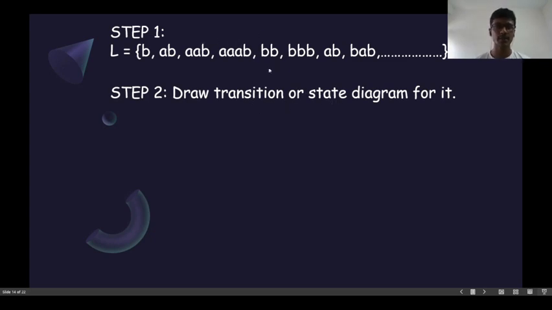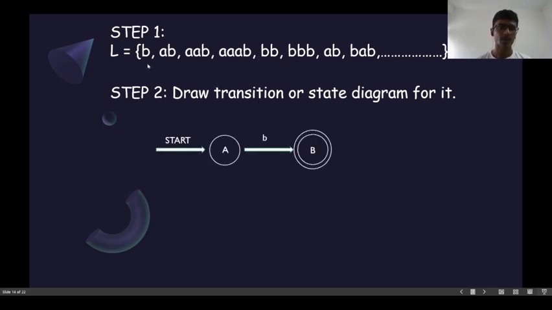As we had done with step 1, let's go to step 2, where we need to draw the transition diagram from the L, from the set of 7 to 8 strings which we had written before. The main thing which we should remember is the minimum length string in the L while writing those 7 to 8 strings, because that helps in drawing the transition or state diagram. Let's see how it helps. Here the minimum length string is b.